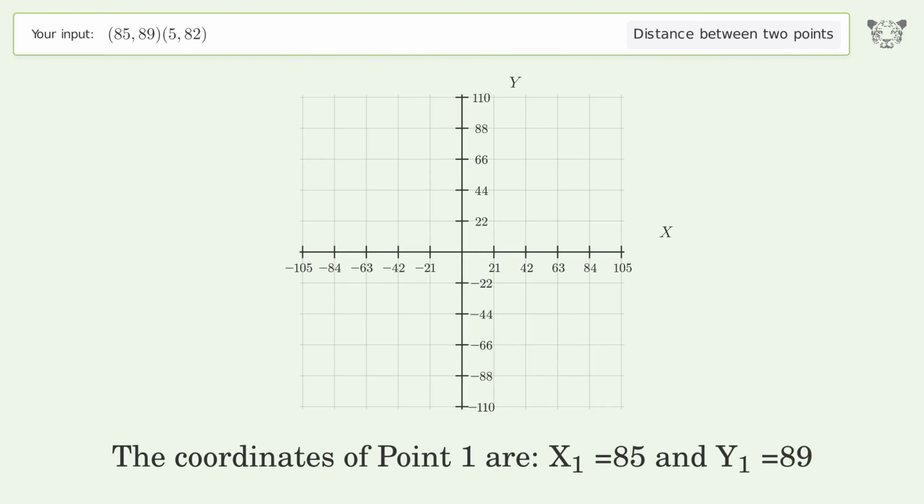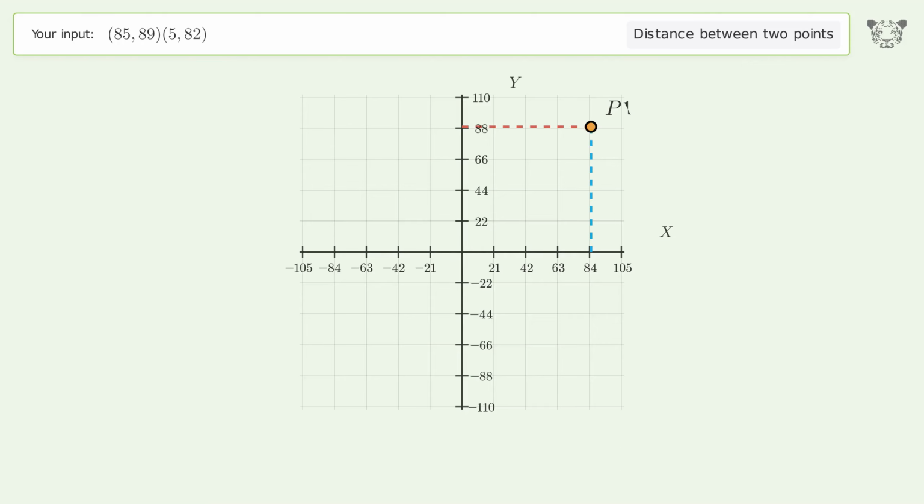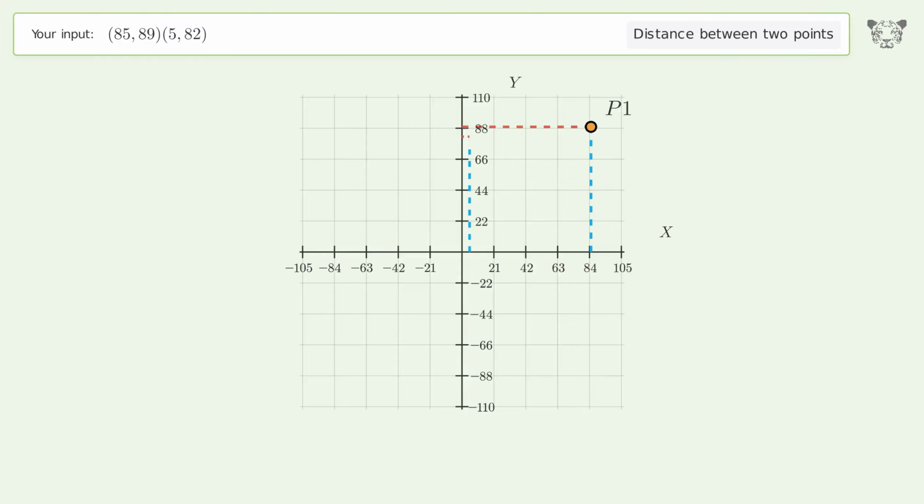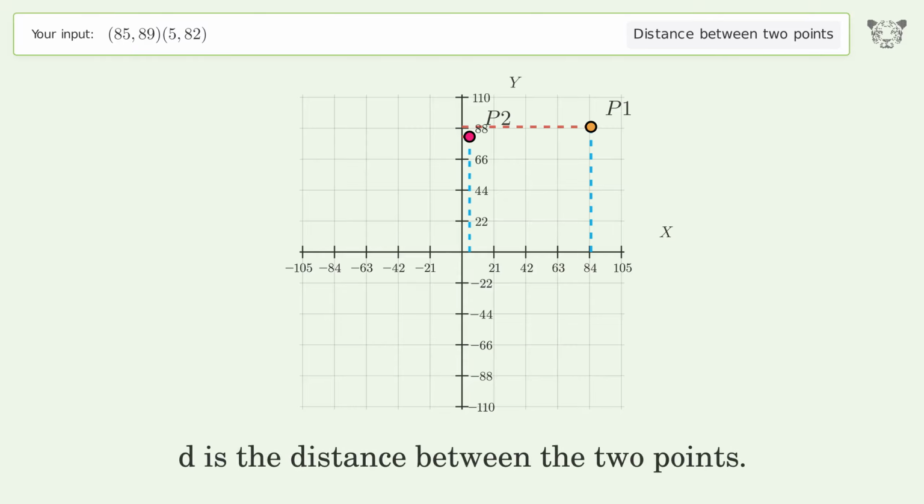The coordinates of point 1 are x1 equals 85 and y1 equals 89. The coordinates of point 2 are x2 equals 5 and y2 equals 82. D is the distance between the 2 points.